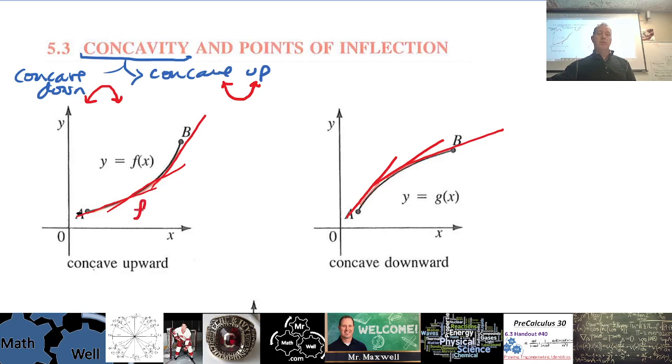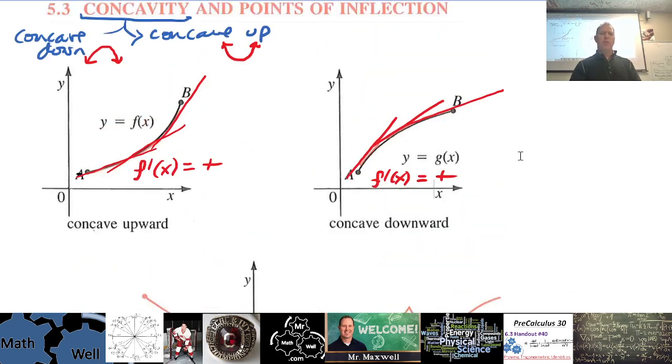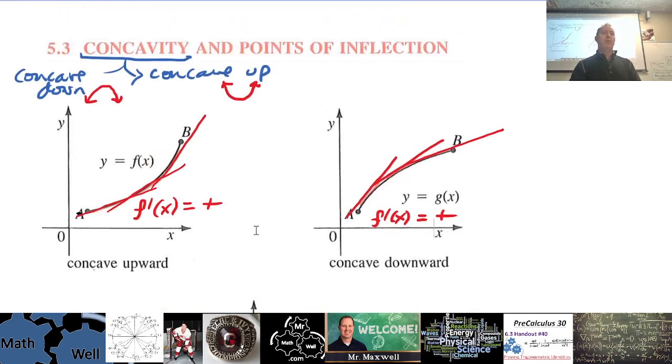So the first derivative is positive here. Why? Because the slopes are all positive values. And here, the first derivative is all positive here too. So the first derivative does not give us any kind of hint as to what's going on with concavity. It's not the first derivative. So what we have to think about is something further.